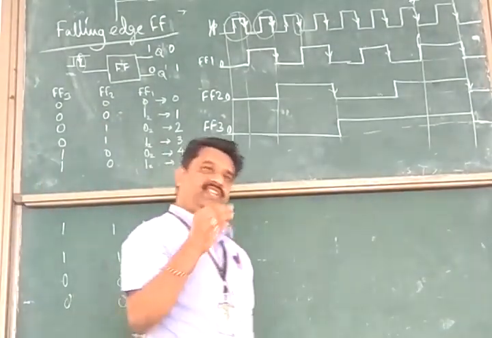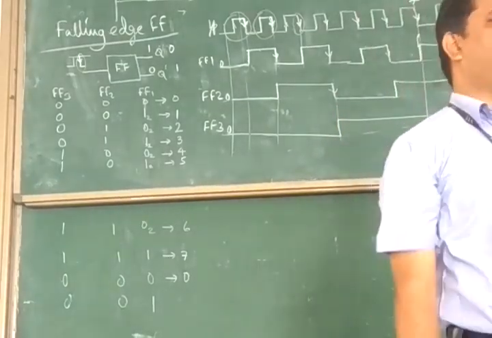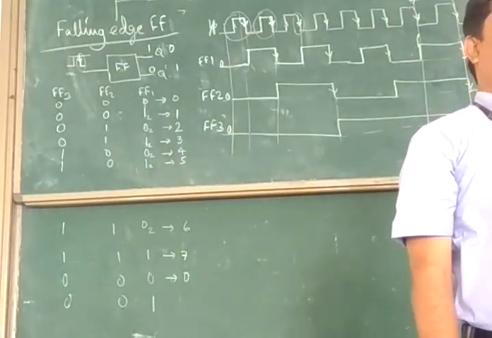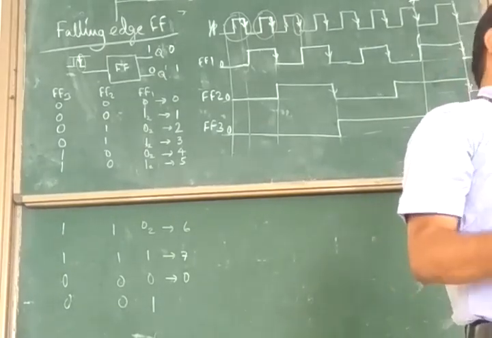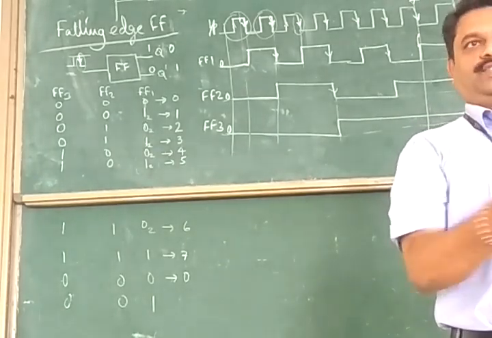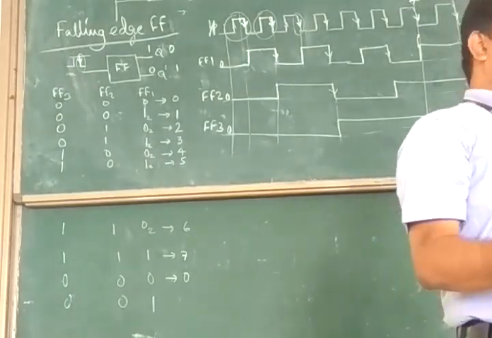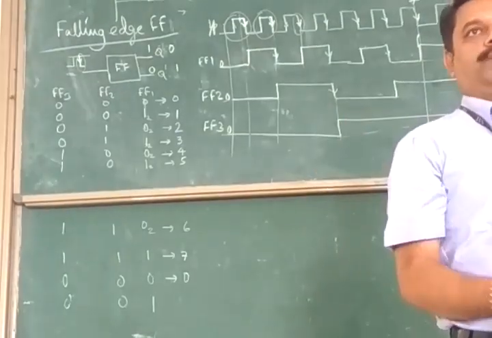So, a 3-bit flip-flop based digital counter works like this. 3-bit means it can count from 0 to 7. So 2 power 3 is 8, minus 1 because you are counting from 0. 2 raised to n minus 1 will be the number up to which you can count.